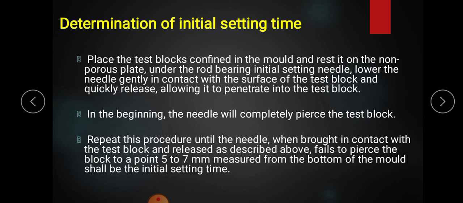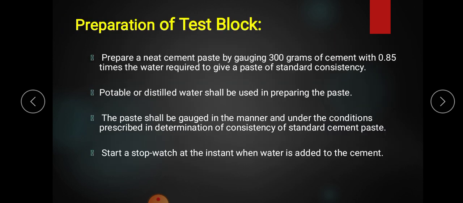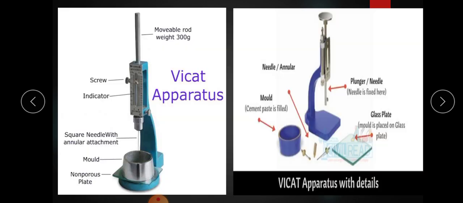After releasing that movable rod, I'll show here again in the diagram. After releasing this movable rod, this rod penetrates into the mold, right? At the starting stage, it will penetrate completely. And we need to perform a number of trials until the measurement is between 5 mm to 7 mm from the bottom.